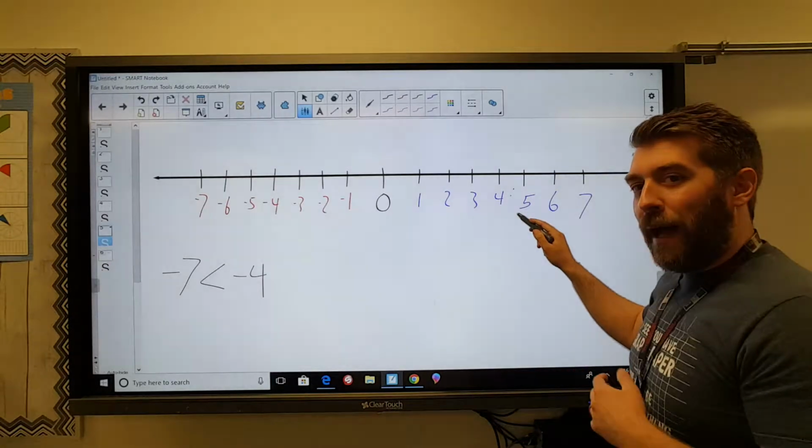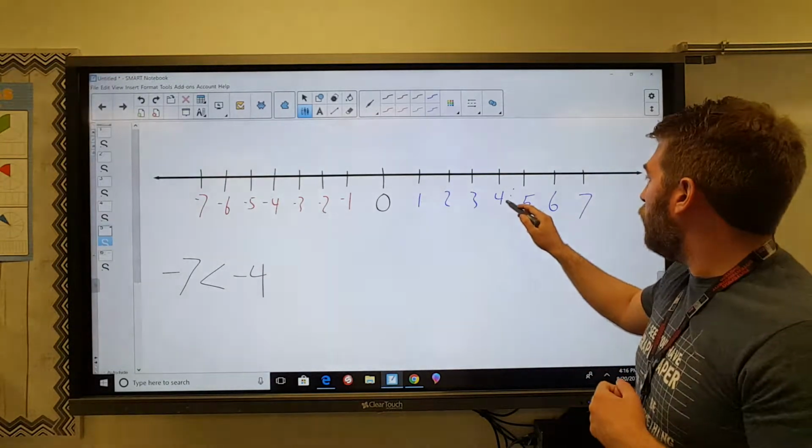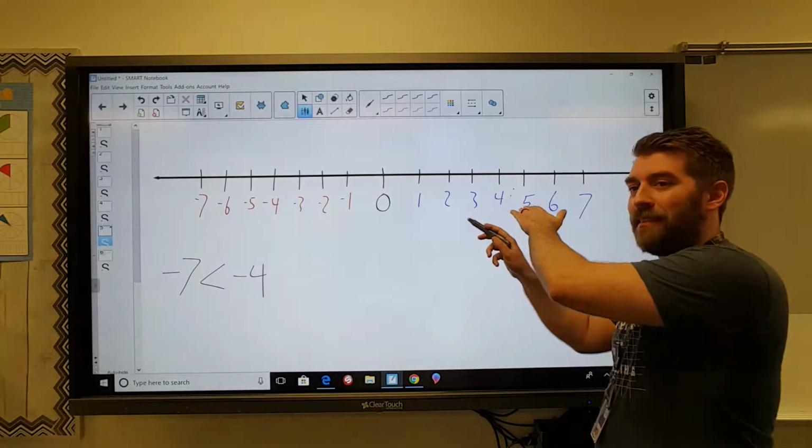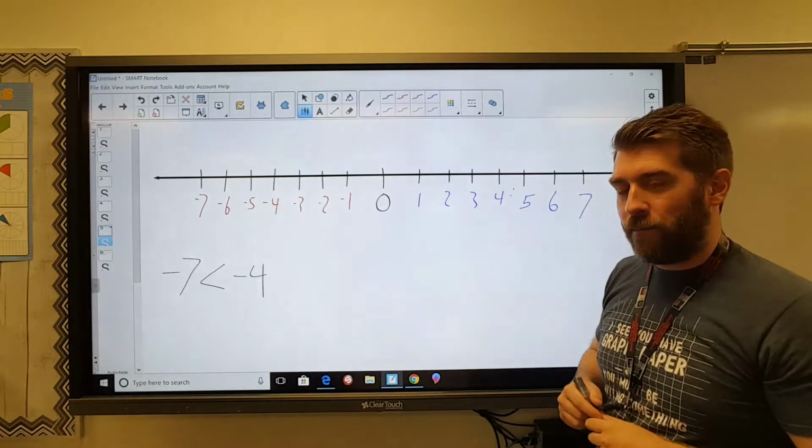But let's say I move back 2 steps to the left. 1, 2. Now I'm at 3, and I'm less than I was before when I was at 4.